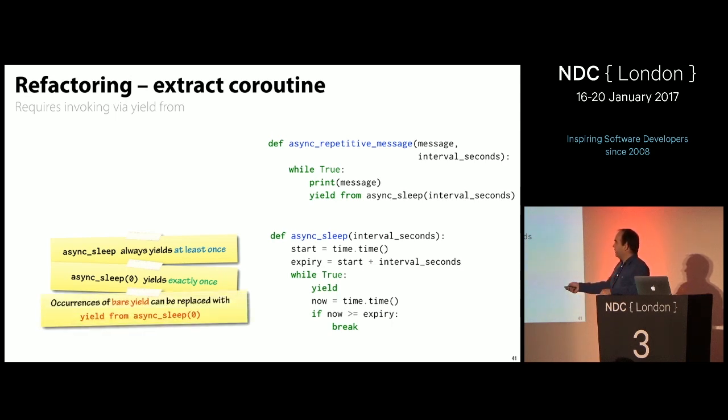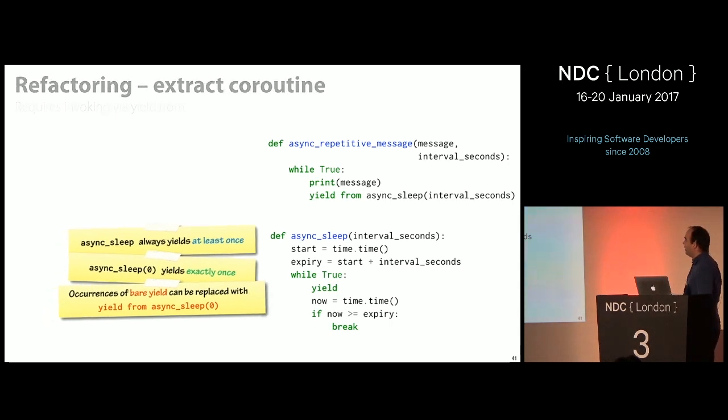Because of this, any occurrences of bare yield anywhere else in our system can be replaced with yield from async sleep 0. And that means the only bare yield we need in the entire system can live inside the sleep function, right? Which further means that if the async sleep function is provided to you by the scheduler, you don't need any bare yields anywhere in your system. So the only bare yield then can live inside the scheduler itself.